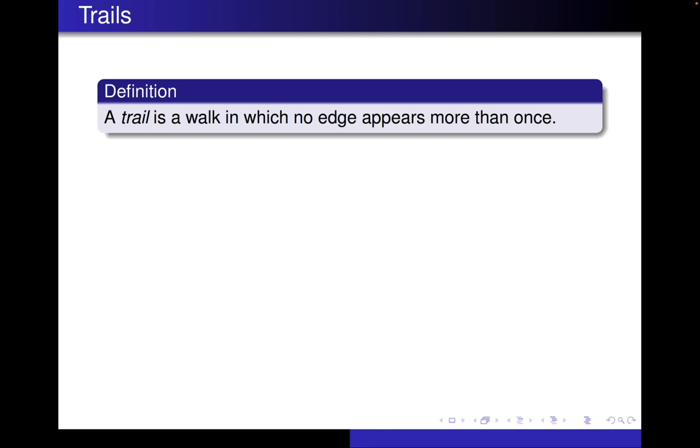So now we get to something new. We're going to talk about trails. So a trail is just like a path, except instead of the vertices not being allowed to repeat, in a trail, the edges aren't allowed to repeat. So a trail is a walk in which no edge appears more than once. But as we will see in our example trail, even though the edges can only appear once, the vertices can appear more than once. And we'll see how that happens.